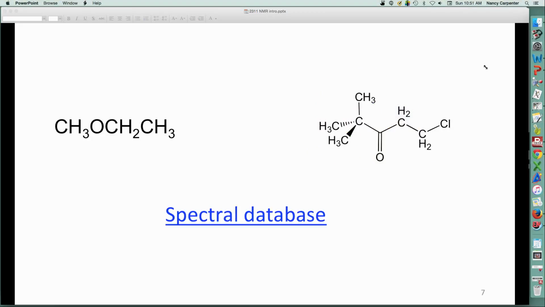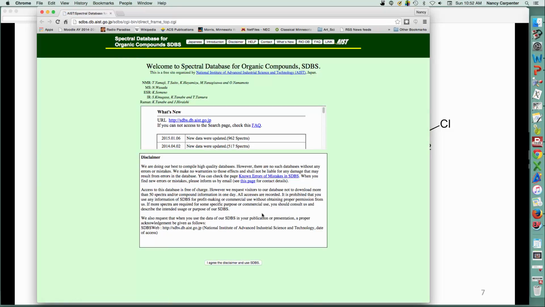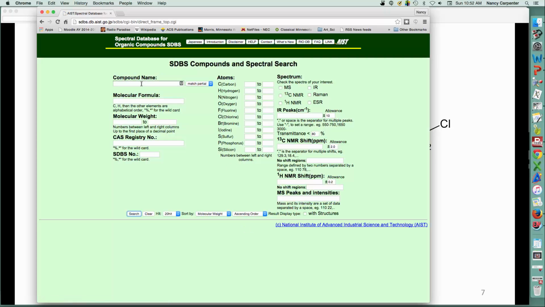So, this link takes you to an online database of just about every molecule you could possibly want, and you can look up the NMR on these particular spectra, on this particular database. It's super, super helpful. You just have to agree to the disclaimer and use this database. You can put it in by compound name or molecular formula, and you can look up all kinds of information. So, very, very useful information.